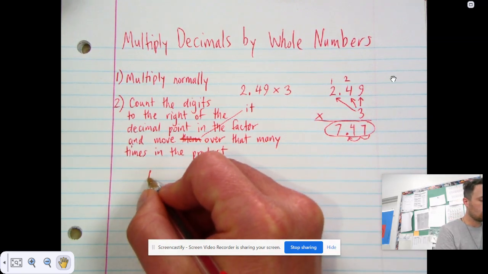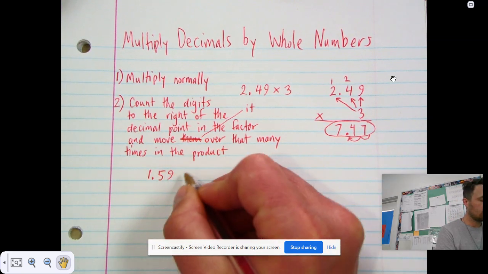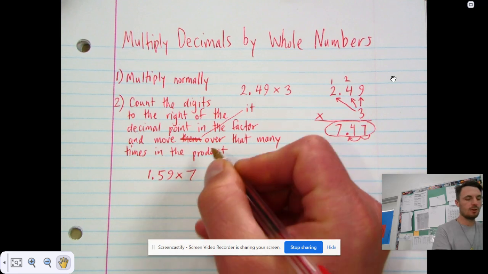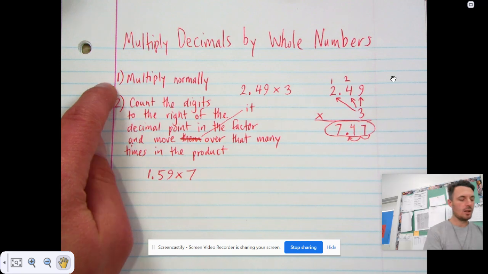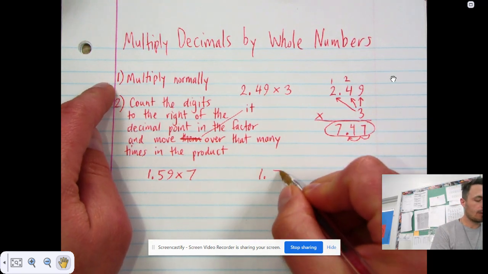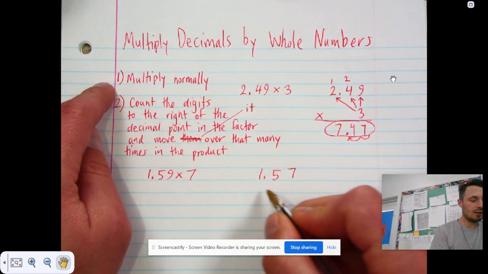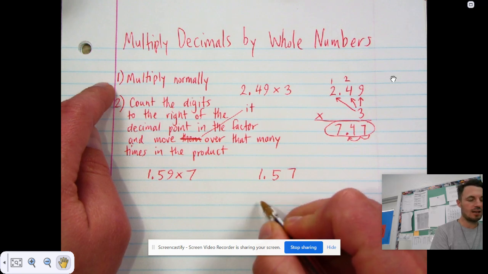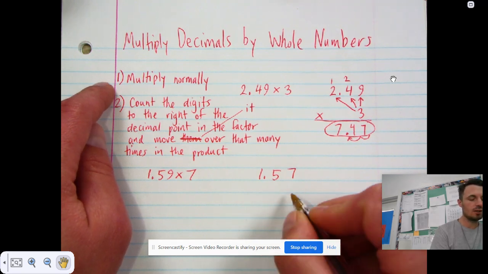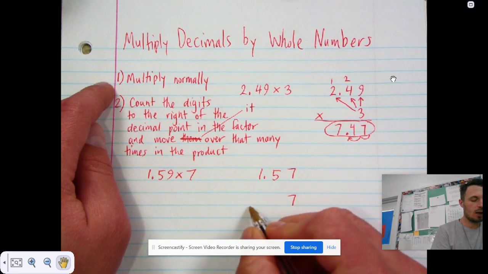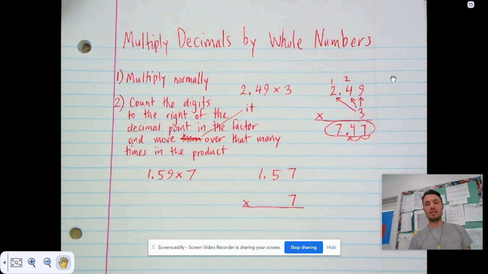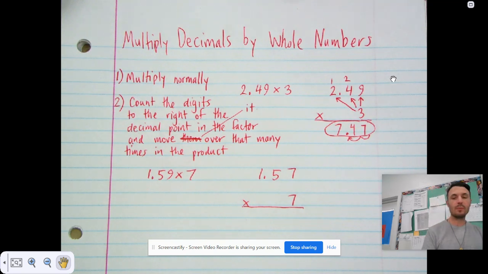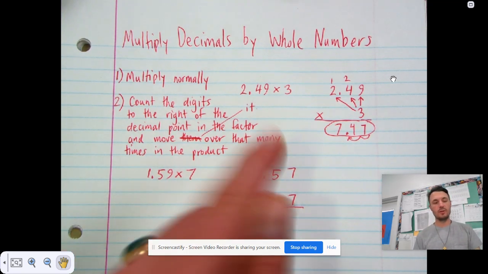Let's say we had 1 and 59 hundredths times 7. Step 1, multiply normally. So we don't even need to worry about the decimal point. We don't need to line up place value positions. We can just multiply as if we're multiplying 159 times 7. And we don't have to worry about the decimal point until the end.